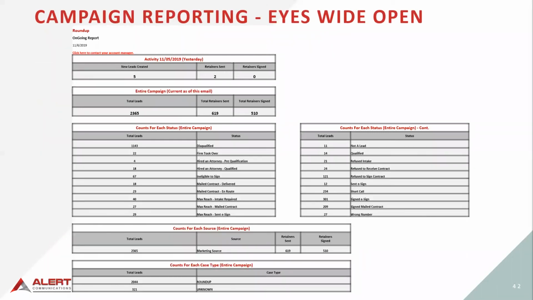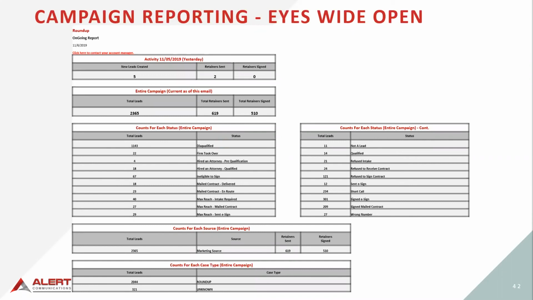So this is a campaign report that shows you that day, which happened to be November last year: new leads created were 5, retainers sent 2, retainers signed not yet because we're following up. But for the entire campaign, there were 2,365 leads, 619 retainers sent, 510 total retainers signed, okay? And then down below, you can see all the different topics. There's never a question about what happened with every lead, and it shows why they were disqualified. There it shows the ones that were actually mailed contracts, everything.